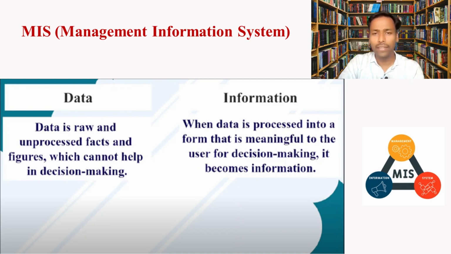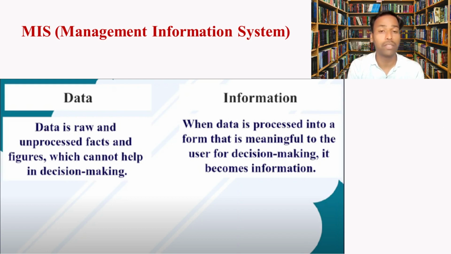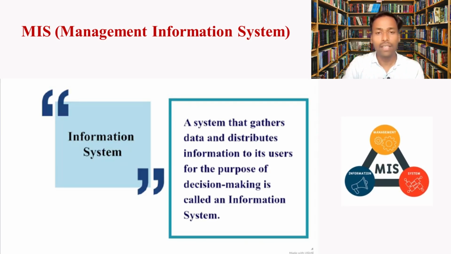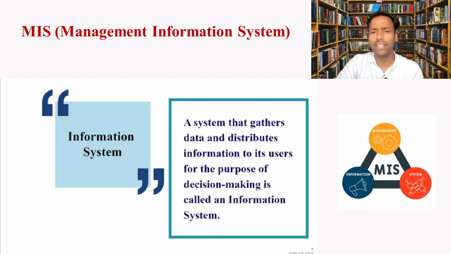Now, before we understand MIS or Management Information System, let us first understand what is an information system. In general, an information system gathers some data and then processes that data to create information out of it, and this information is used for making decisions. Now let me explain this using certain examples in real life.